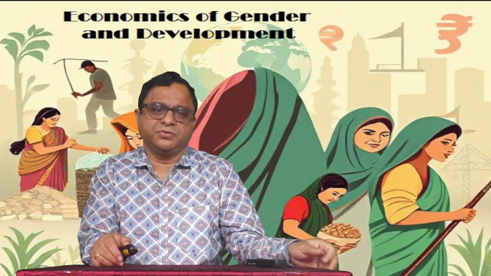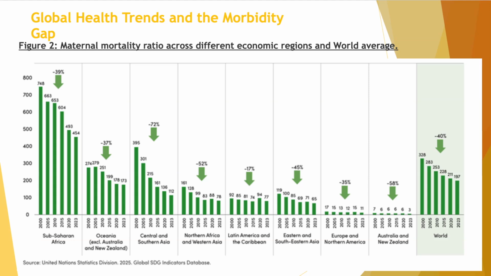So here in figure 2, we see the maternal mortality ratio across different economic regions and the world average. For the economic regions like sub-Saharan countries, then Oceania, then Central and Southern Asia, then Northern Africa and Western Asia, and also Latin America and the Caribbean, LAC countries, then also Eastern and South Eastern Asia, and Europe and North America, and also Australia and New Zealand. And finally, in the right panel, we see the world average.